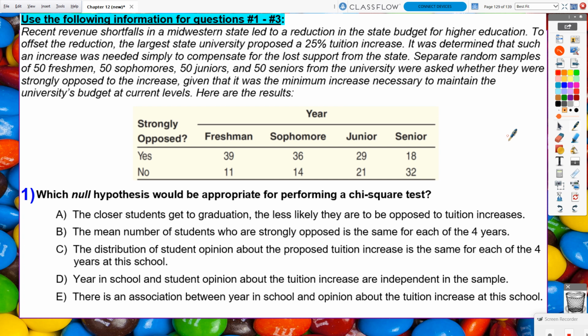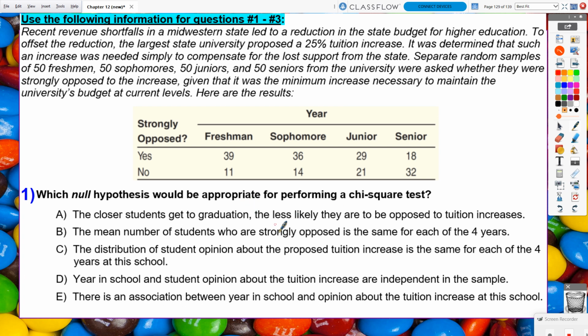Separate random samples of 50 freshmen, 50 sophomores, 50 juniors, and 50 seniors from the university were asked whether they were strongly opposed to the increase, given that it was the minimum increase necessary to maintain the university's budget at current levels. Here are the results. So for question number 1, which null hypothesis would be appropriate for performing a chi-square test?